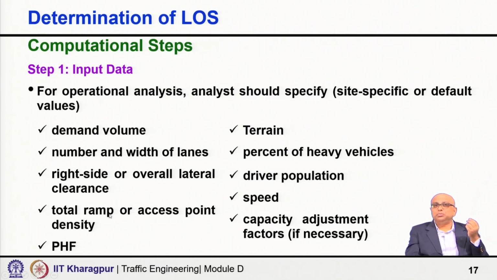In case of freeway, it will be how many ramps are there for the entire stretch, and for multi-lane highway segments, how many access points are there, what is the peak hour factor, what is the type of terrain, what is the percentage of heavy vehicles present in the stream, how we define driver population, whether all are familiar with the road and the environment, or there are drivers who are not so familiar as well, what is the share, then the speed, also the capacity adjustment factors if required, then those also we will require as input. So, with this input it starts.